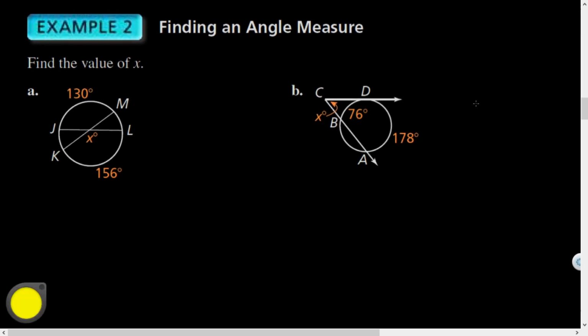All right, friends, here we go. Intersection inside the circle. That means x is going to equal the average of those two things. So if you want to do half parenthesis, or if you want to just do 130 plus 156 all divided by 2, whichever way you write that doesn't matter. So let's see, 130 plus 156. I'm reaching for my calculator. I plugged it in wrong. 286.